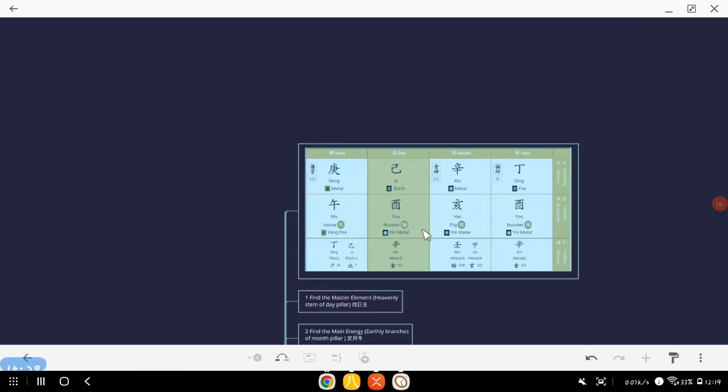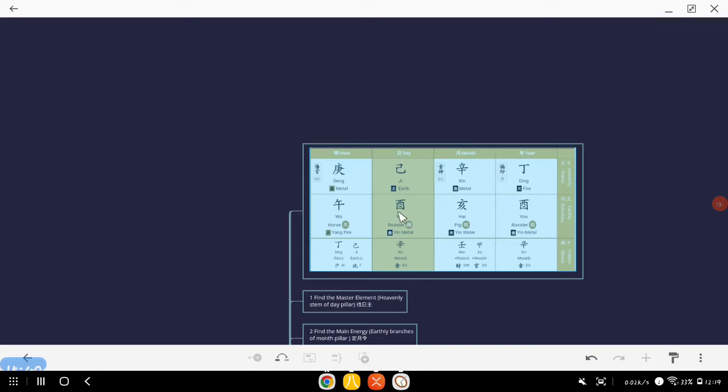Fire element, because fire counters the metal. So we use fire element to counter the metal. So this person will move less. So he won't be rushy to do things. And the friend element will make the Daymaster stronger.